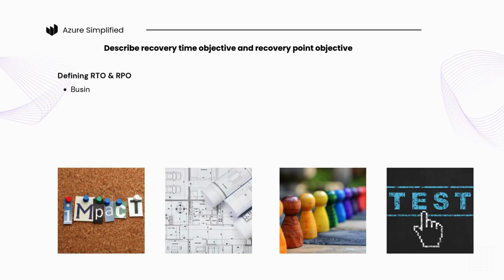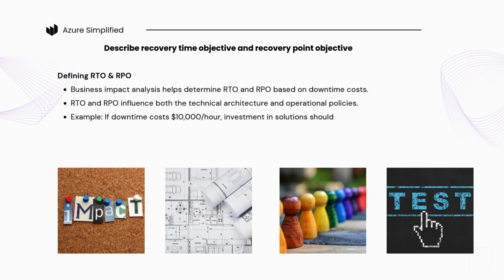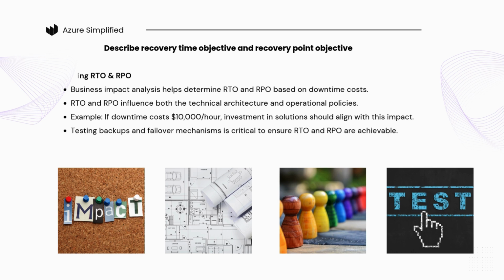Defining RTO and RPO. Business impact analysis helps determine RTO and RPO based on downtime costs. RTO and RPO influence both the technical architecture and operational policies. Example: if downtime costs $10,000 per hour, investment in solutions should align with this impact. Testing backups and failover mechanisms is critical to ensure RTO and RPO are achievable.